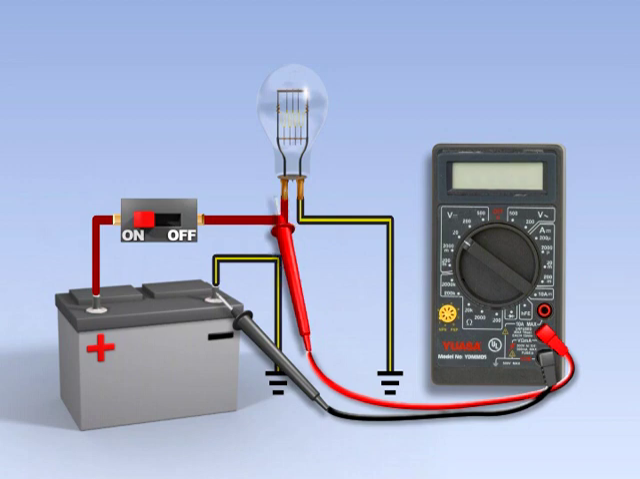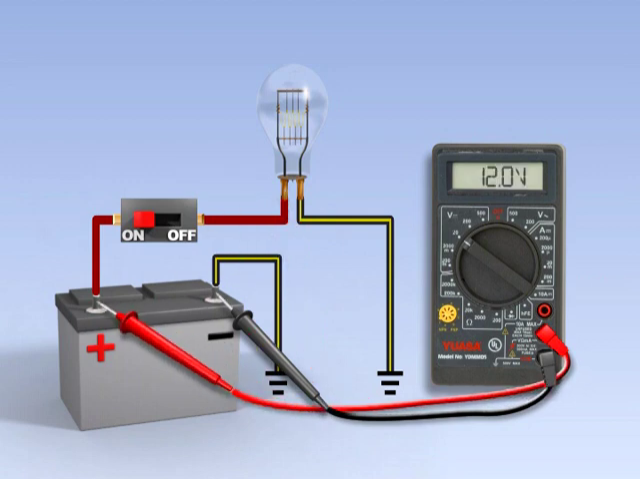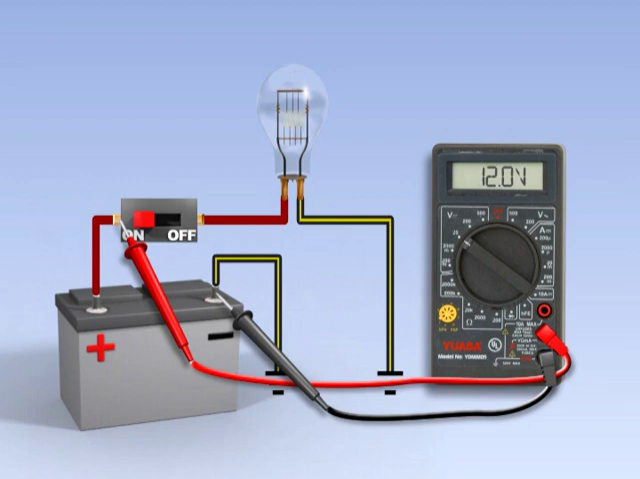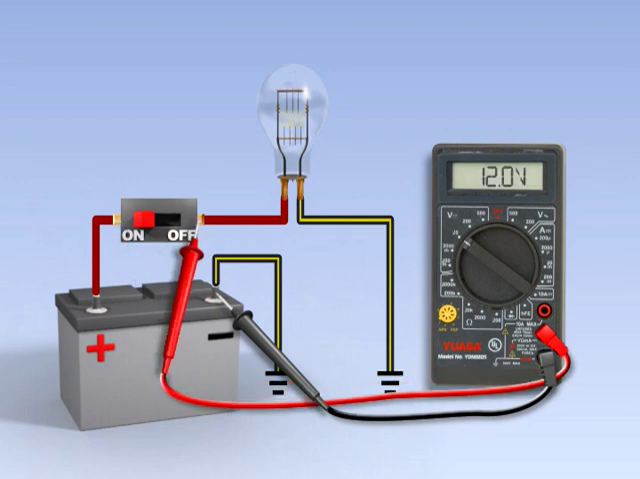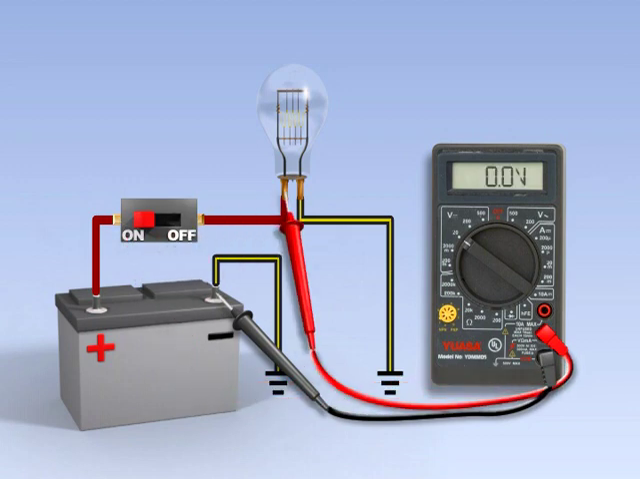To find the problem, trace the positive side of the circuit from the power source to the component, checking for voltage at any connections or additional components. Where the voltage stops indicates the problem lies between that point and the component.